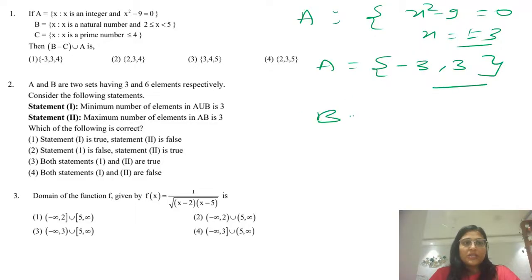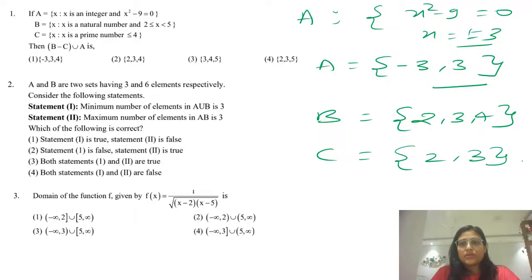Come to the B. B is a natural number between 2 to 5 where 2 is included. 2, 3, 4. 5 is not included. What about the C? A prime number less than or equal to 4: 2 and 3. 4 is not a prime number.